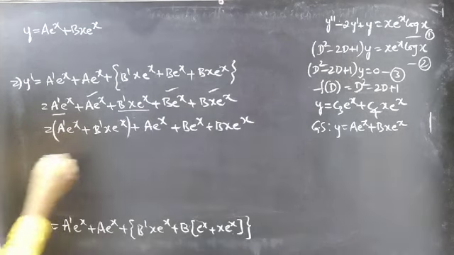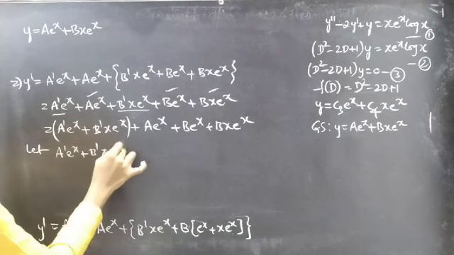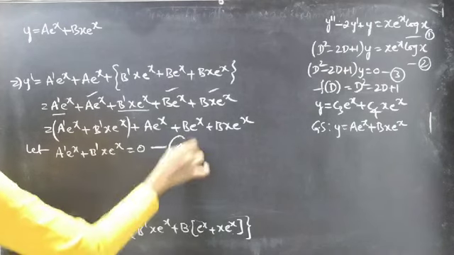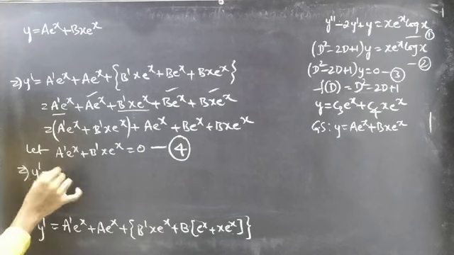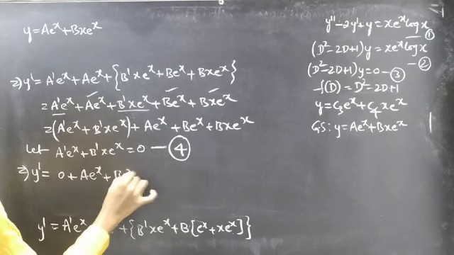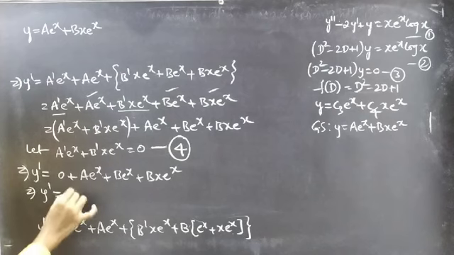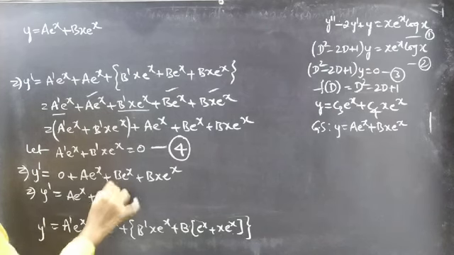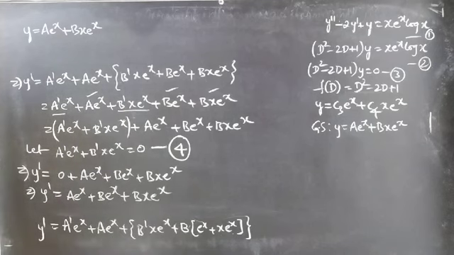Now let a dash e power x plus b dash x e power x equal to 0. Consider this as equation number 4, so that while finding y double dash, a double dash and b double dash will not appear. Now y dash reduces to 0 plus a e power x plus b e power x plus bx e power x, which gives us y dash equals a e power x plus b e power x plus bx e power x. So we got y dash here.